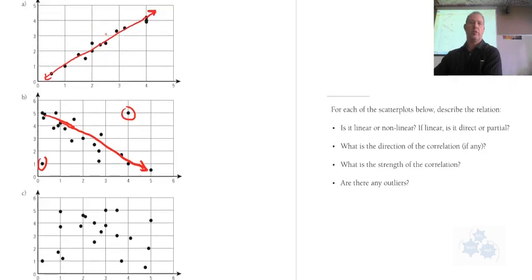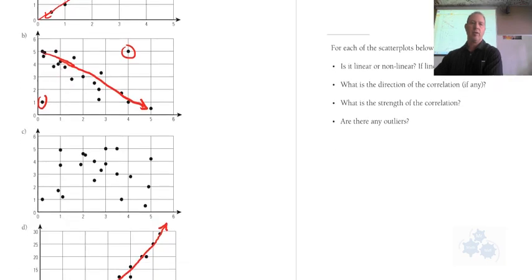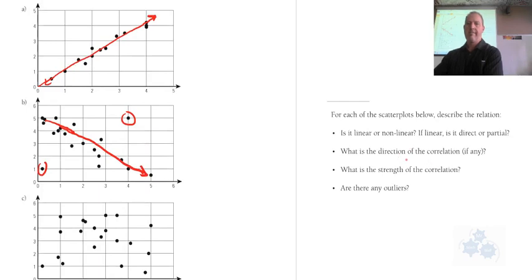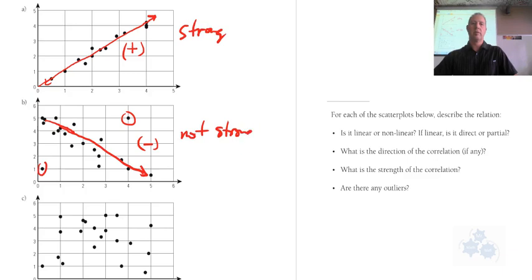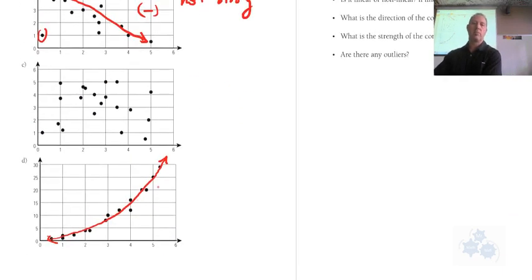Direct or partial? Well, this one looks like it could be direct. That looks like it could go through 0, 0. This one would be partial. What is the direction of the correlation? Well, if it's a positive slope, it's a positive correlation. That make sense? A negative slope, a negative correlation. What's the strength of the correlation? This one is pretty strong. This one is not strong. That's a weak correlation. And that, for a nonlinear, would be pretty strong, I guess, because the points are pretty close to that line.